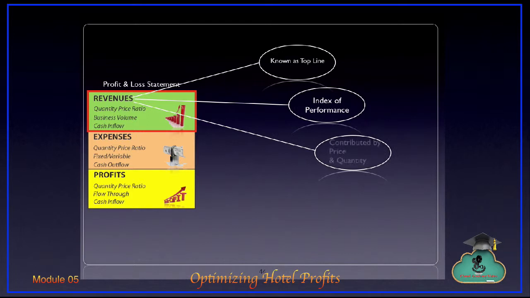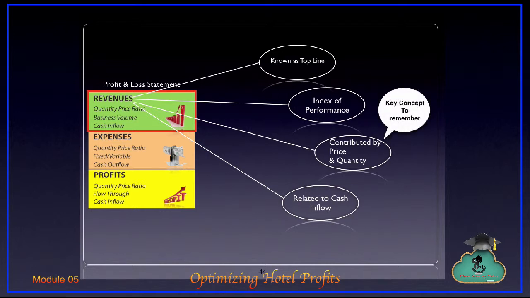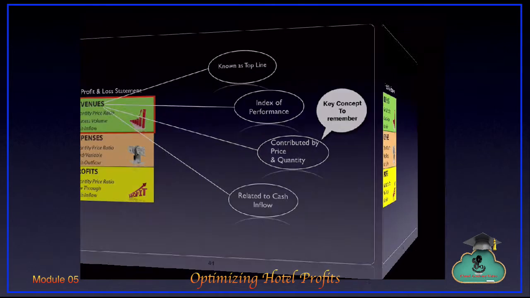Revenues are also contributed by price and quantity. Quantity means business volume and price means an average rate. We will see more of these two concepts in later modules. Finally, all revenues have to be realized in cash, so revenues are related to cash inflow. The key concept to remember here is the contribution by price and quantity.